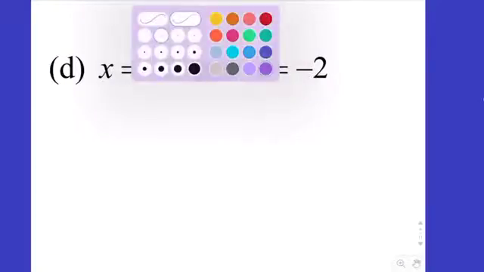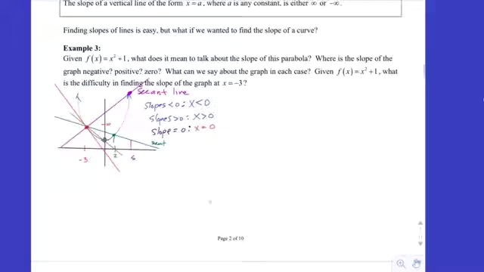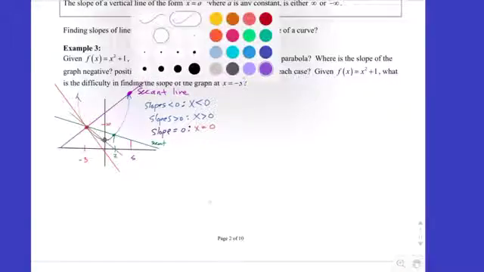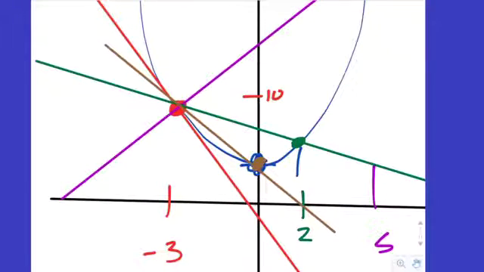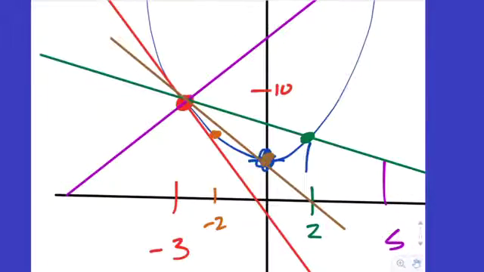So I will use purple. Have I already used purple? Yeah, let's use burnt orange. All right, so negative 2 is going to be right around here. If I find the slope of that one, it's going to be now right in here somewhere.